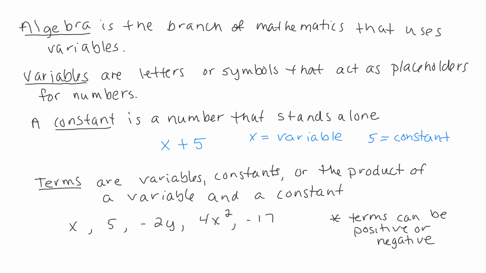So we looked at the example x plus 5. Well, we clearly have two things happening there. We have the x, we have the 5. How do we define those? Well, those are called terms. So terms can be variables all by themselves, constants all by themselves, or you could have the product of a variable and a constant. So we looked at some examples. We did note that terms can be positive or negative.